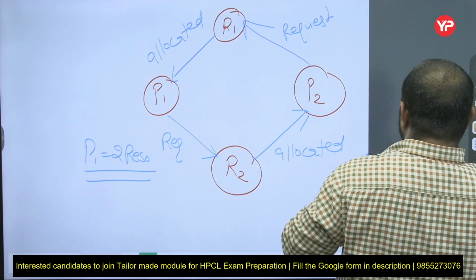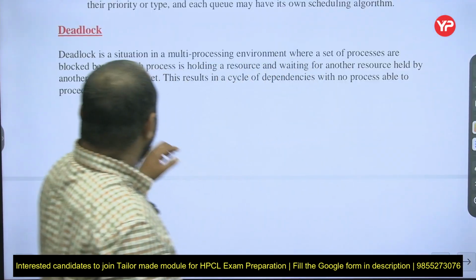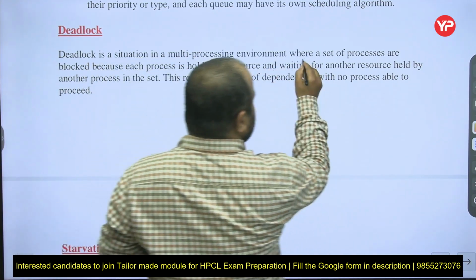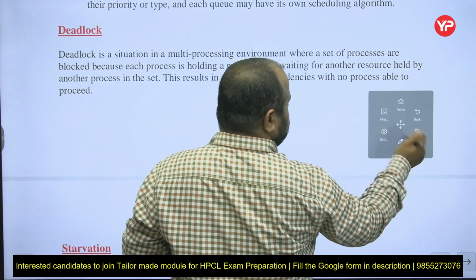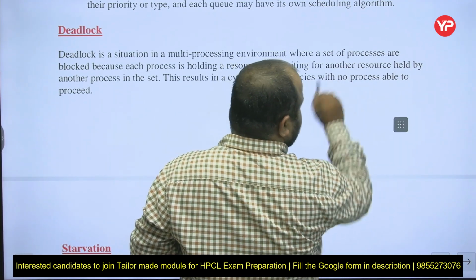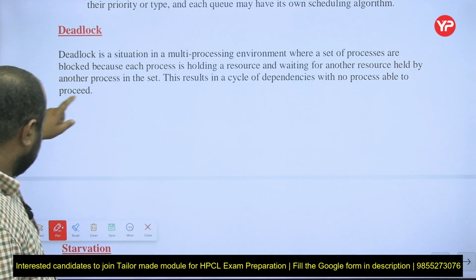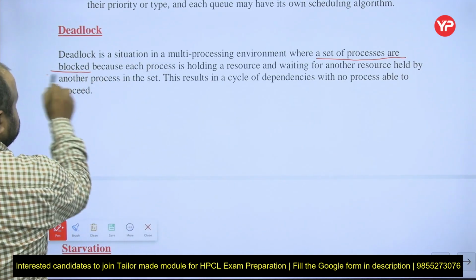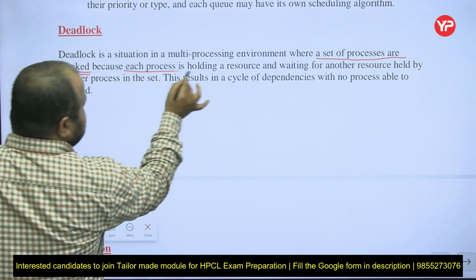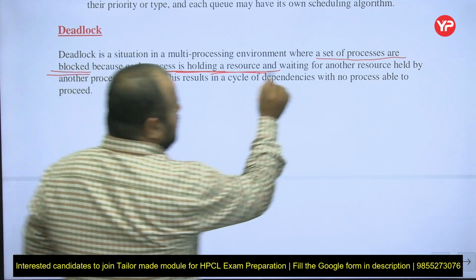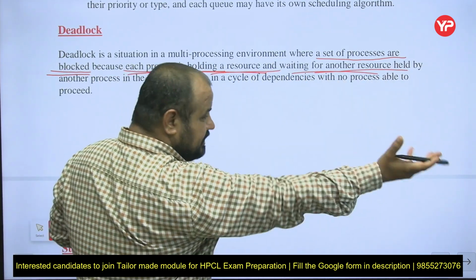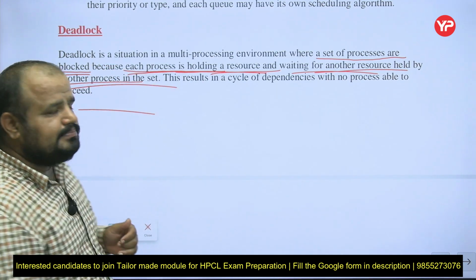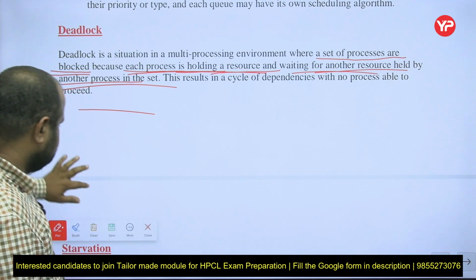Now we can move towards the definition part. What is deadlock? Deadlock is a situation in a multi-processing environment where a set of processes are blocked because each process is holding a resource and waiting for another resource. But what about the resource it is waiting for? That is held by another process. That is the concept of deadlock. Keep in mind. Fine.